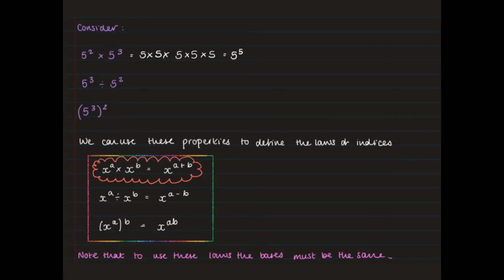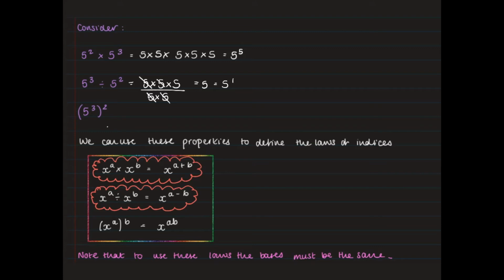Let's look back at our examples at the top. I've now got 5 cubed divided by 5 squared. If I write that out, I've got 5 times 5 times 5 divided by 5 times 5. Now I've got 5 multiplied by everything on the top, 5 multiplied by everything on the bottom, so I can cancel that. 5 multiplied by everything on the top, 5 multiplied by everything on the bottom, so I can cancel that. So I just end up with 5, which is the same as 5 to the 1. This is an example of my second law of indices: if I have x to the a divided by x to the b, then that's the same as x to the power of a minus b.